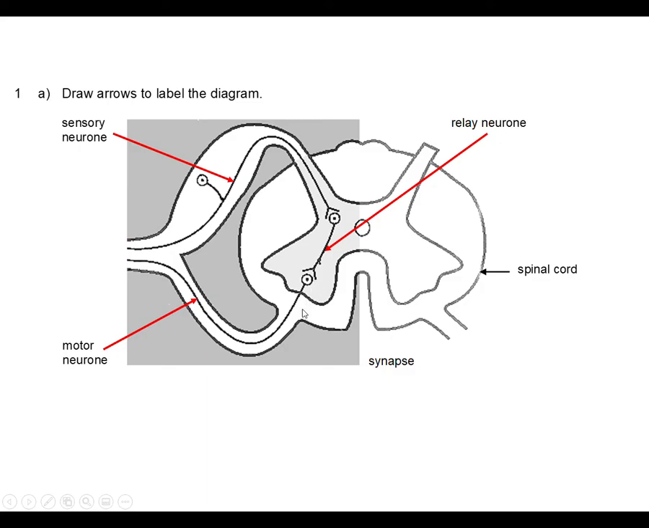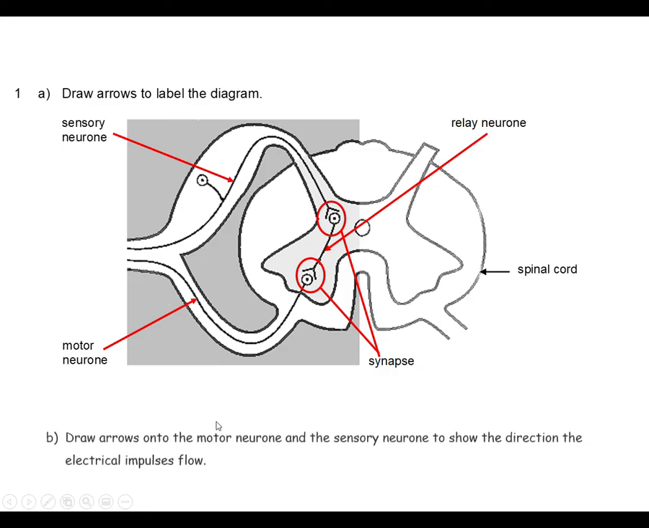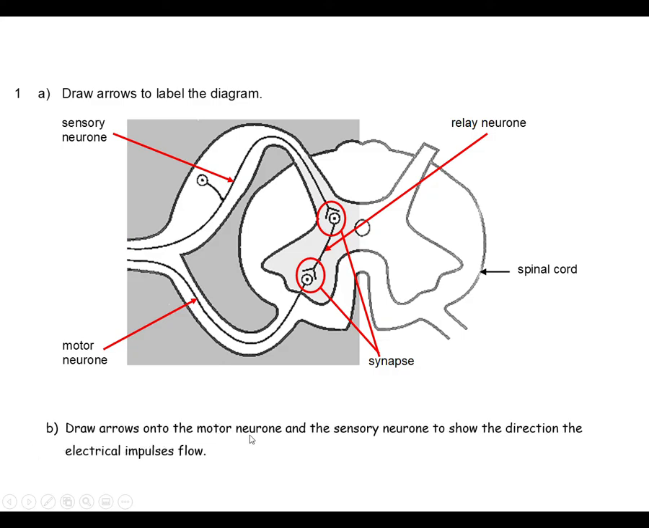So the motor neurone is taking the message of the electrical impulse to the effector. So this is the direction of the reflex arc. And as we've marked on here, these are our synapses. So these are the gaps between two adjacent neurons. And then it says draw arrows onto the motor neuron and sensory neuron to show the direction the electrical impulses flow. So we've got that here. So it goes in, through, and out.